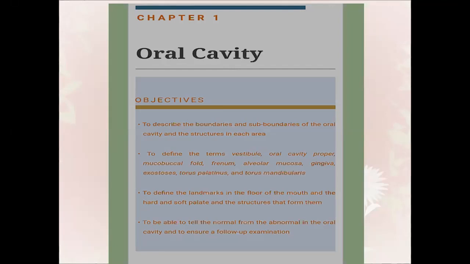To define the landmarks in the floor of the mouth and the hard and soft palate and the structures that form them. And lastly, to be able to tell the normal from the abnormal in the oral cavity and to ensure a follow-up examination. So basically, it's the core knowledge of your oral biology.